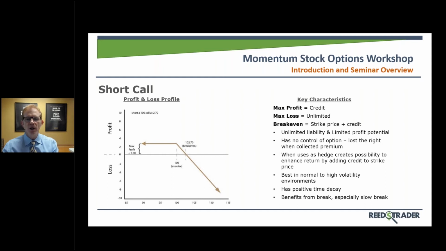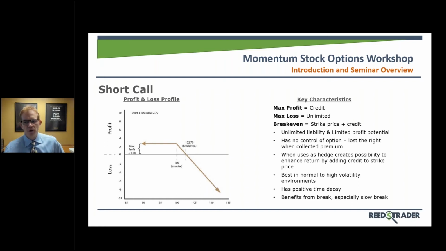Selling options, selling calls are best in normal to high volatility environments. Ironically, everybody wants to sell them in low volatility environments, but they're best to actually sell in normal to high volatility environments. They have positive time decay, so they benefit each day that passes. So when you sell a call, you can make money with the market not moving. Market sits there, every day it sits there, you're going to make a little bit of money. And being short a call will benefit from a break. Benefits from both breaks, but slow breaks are better than fast breaks because the volatility will stay low.